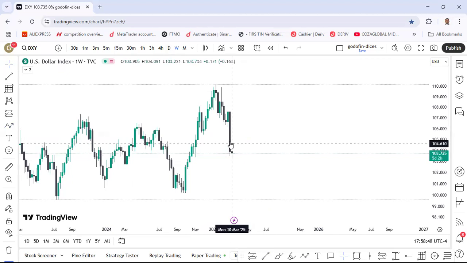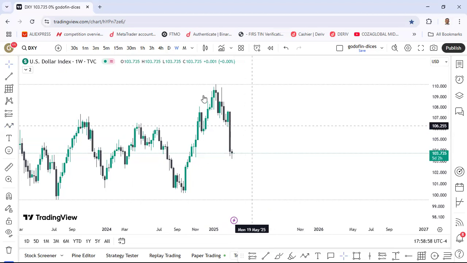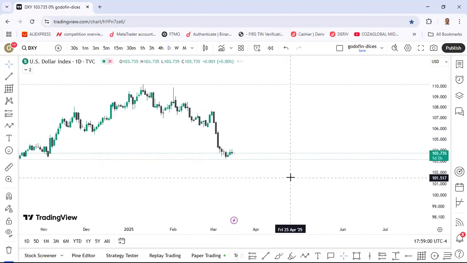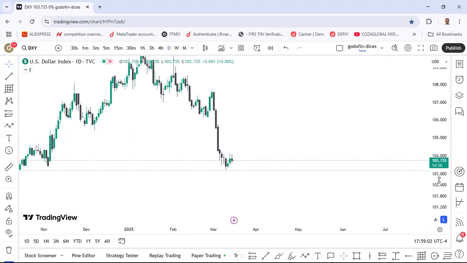The candle closure also, we are bearish, but the previous candle didn't close below this one to tell us that we're going to continue. So most likely we're going to either get a retracement or a reversal, right? So we'll go to the daily. We want to see what the daily is telling us, right?